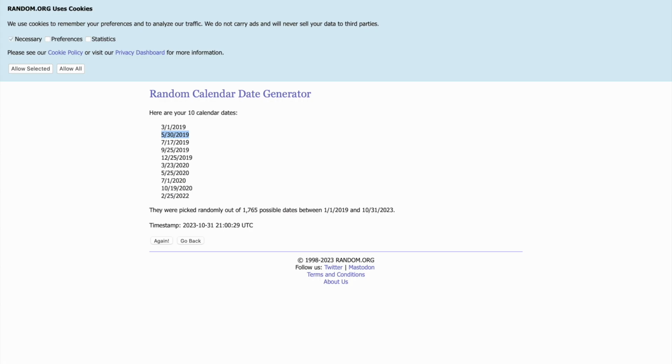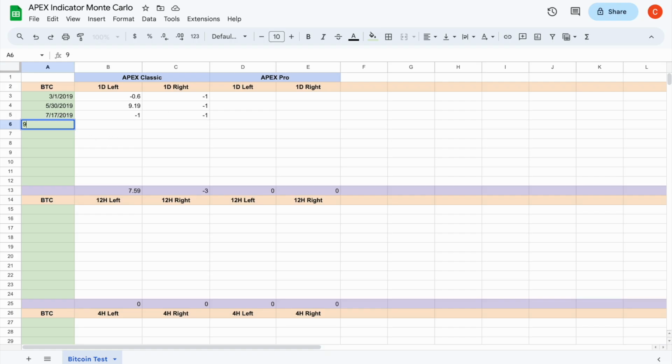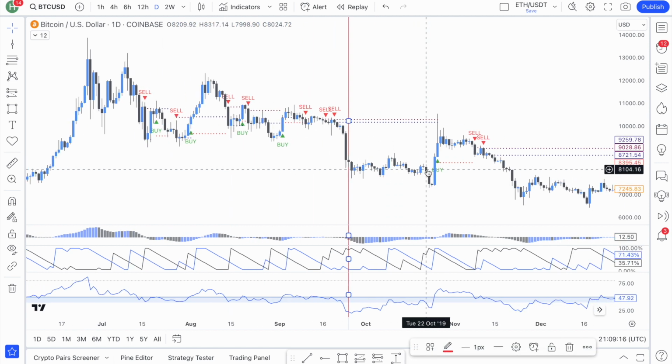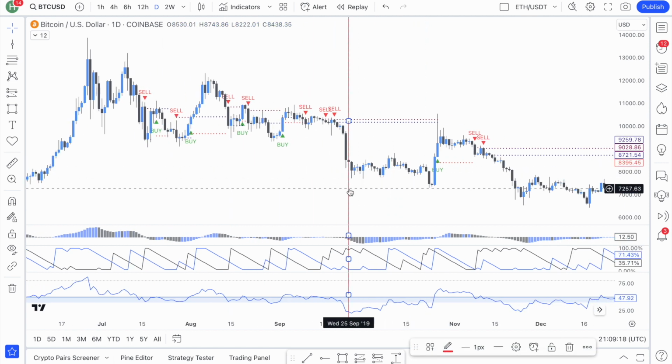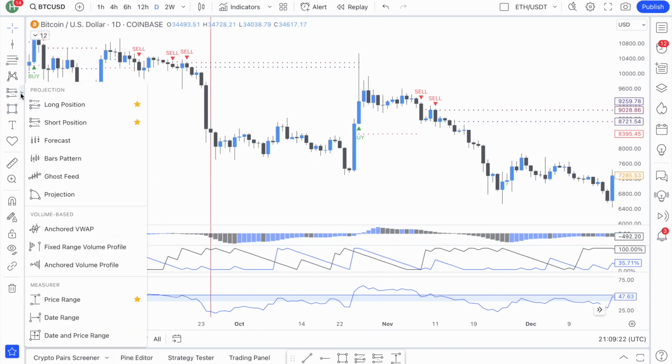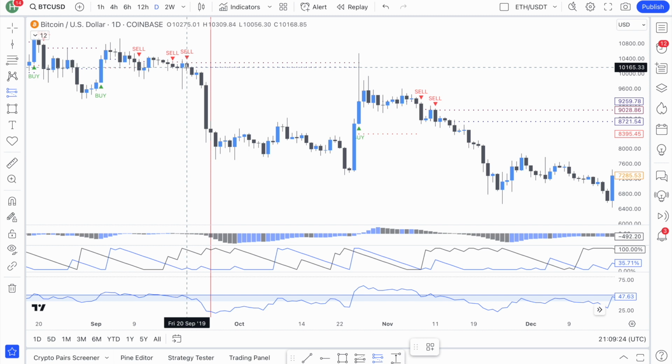So next one is September 25th, 2019. 9/25/2019. All right, so going on to that, September 25th is actually right there. That's kind of interesting. All right, so we got two of them here. So we're going to do the short one first. It's on the left side.